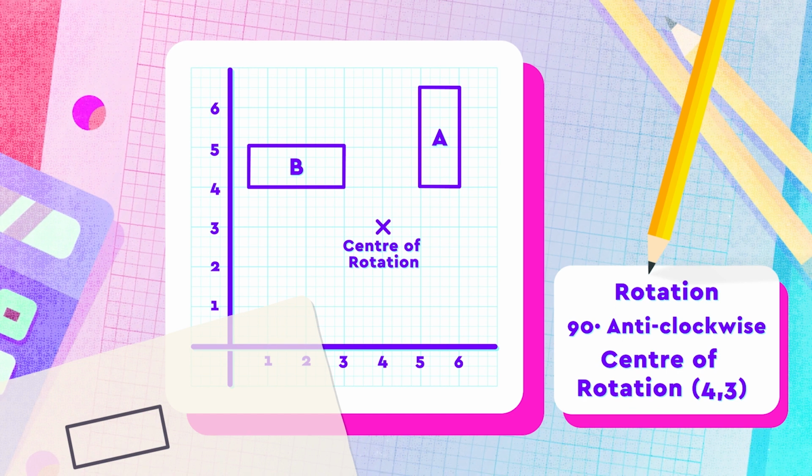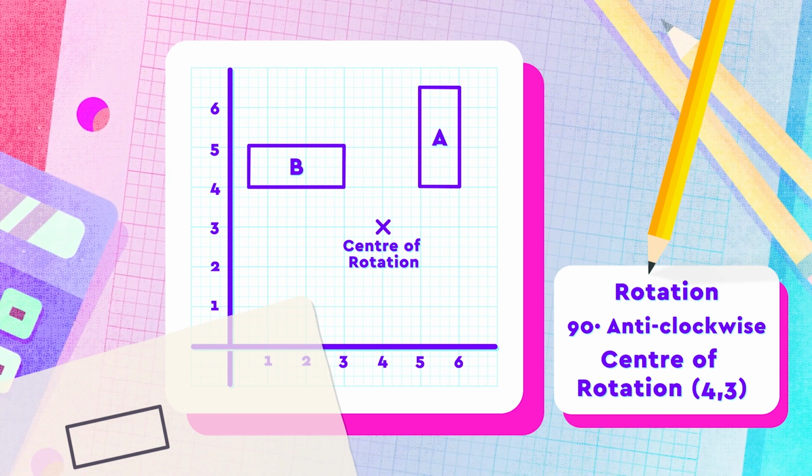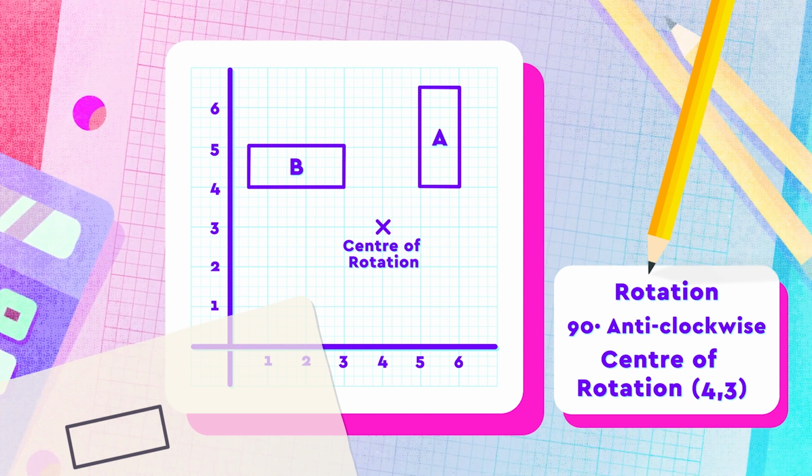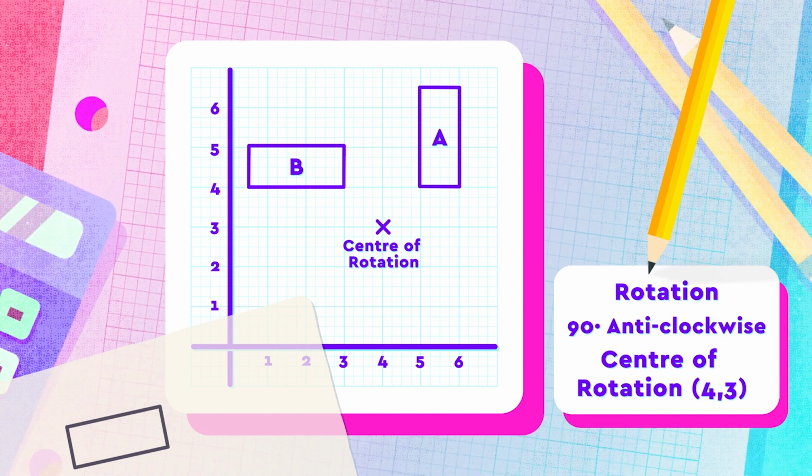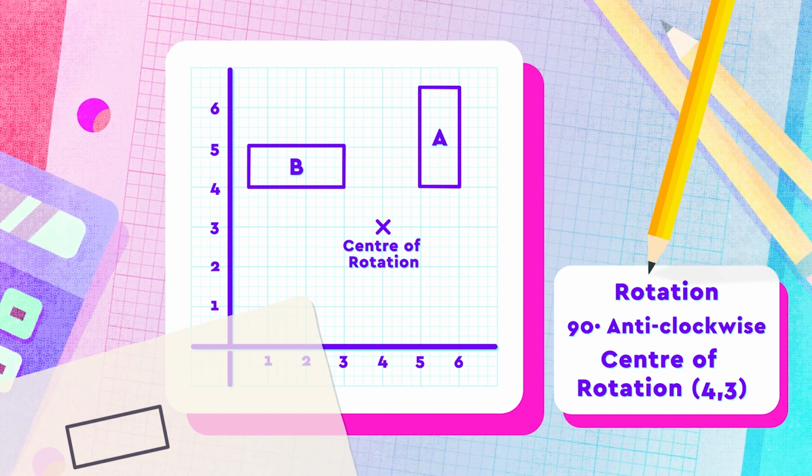The actual answer to the question will then involve saying that it is a rotation, then identifying what direction and how many degrees the shape has been rotated, and finally, what is the center of rotation.